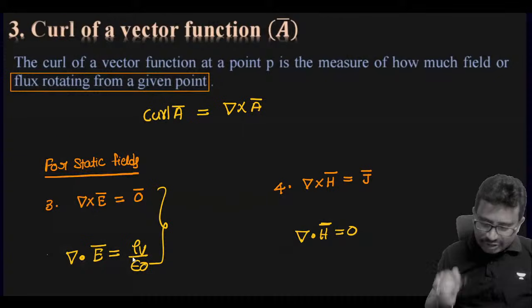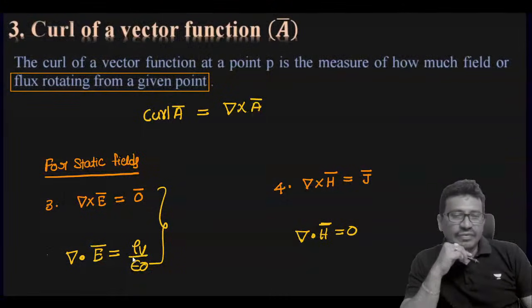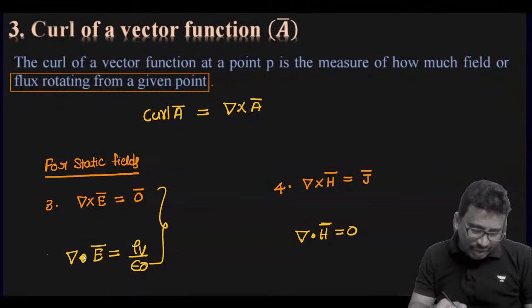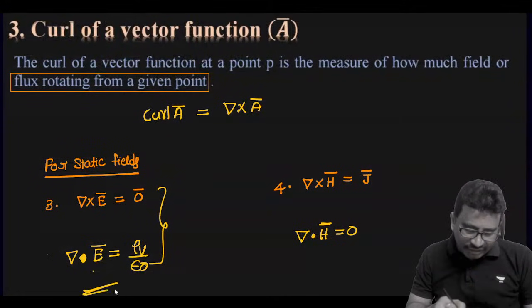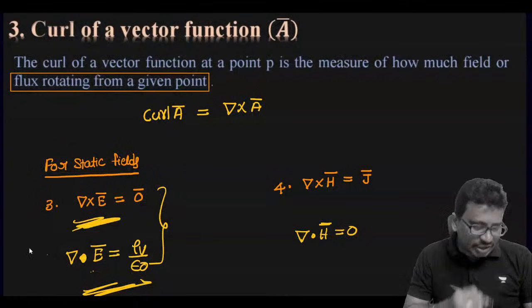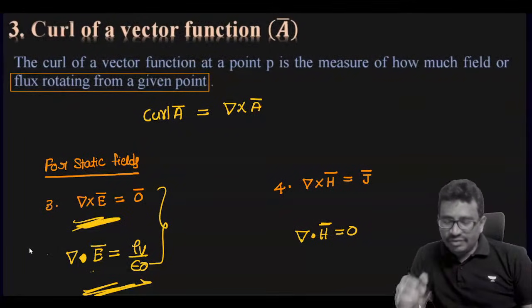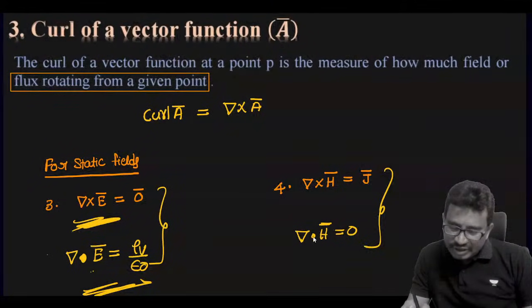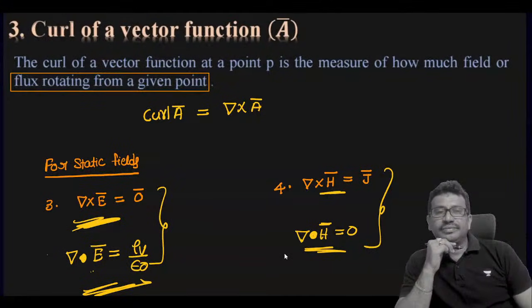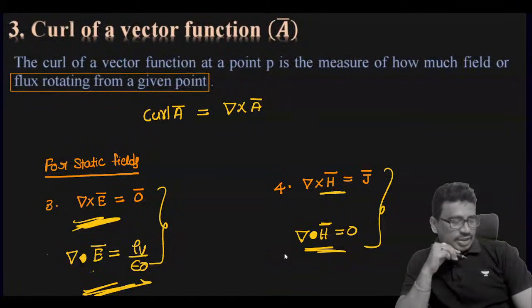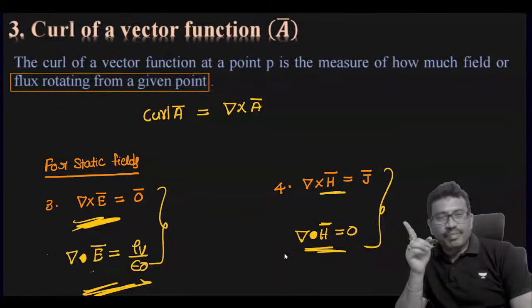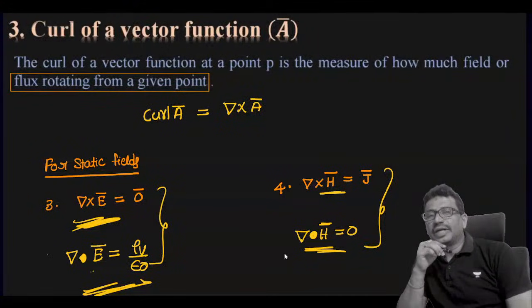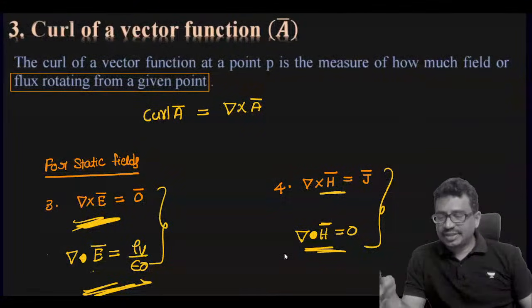From these two equations, what can I say about the nature of the electric field? The electric field is a diverging field, but it is not a rotational field. And from this, what I can say now is the magnetic field is a rotational field, but it is not a diverging field. Understood what I am saying here? Electric field is diverging but not rotational. Magnetic field is rotational but not diverging. Isn't it?